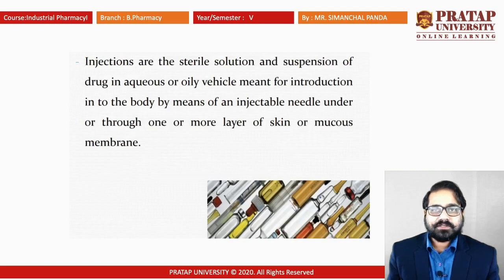So injections are sterile solutions and suspensions of drug in an aqueous or oil vehicle meant for introduction into the body by means of an injection needle under or through one or more layers of the skin or mucous membrane. We can see there are different types of parenteral preparation according to the formulation. The vehicle plays an important role. According to the vehicle, it may be aqueous in nature or it may be oily in nature, which are the non-aqueous products.